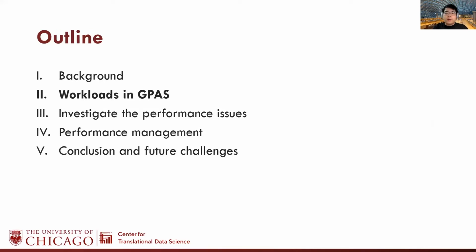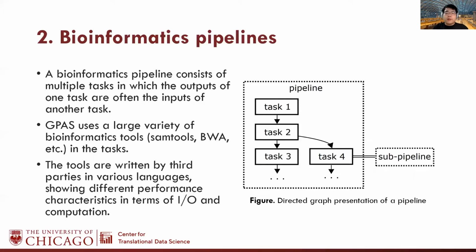Now in this section, I will briefly introduce what the workloads in GPAS look like. As shown in the graph, a bioinformatics pipeline consists of multiple tasks in which the outputs of one task are often the inputs of another task. And a task can also be another predefined subpipeline. Together, they make up a directed graph representation. We use a large variety of bioinformatics tools, such as SAMtools, BWA, and so on, in the tasks. The tools are written in various languages, showing different performance characteristics in terms of I/O and computation.